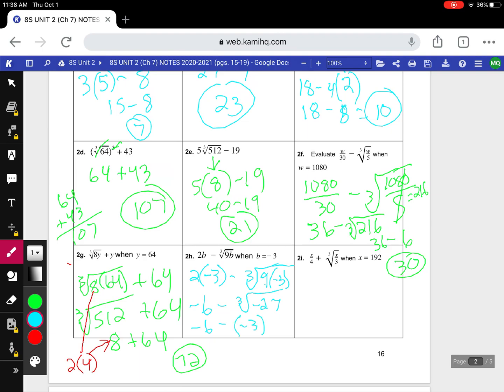The cube root of -27 is -3. I've got some double negatives here, so we're going to get -6. That changes to +3, and my answer is -3.